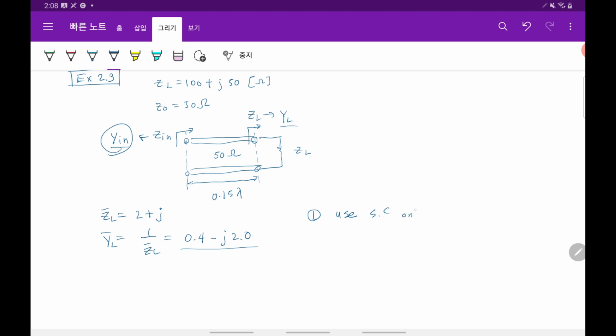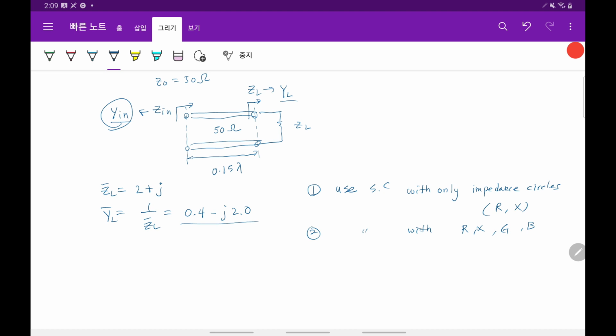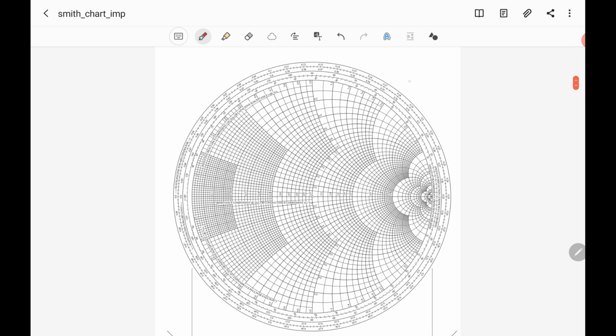with only impedance circles, right? So R and X circles. And the second is to use a Smith chart with impedance chart and admittance circles together, right? So let's see the Smith chart with only impedance information. So normalized ZL is 2 plus j, right?